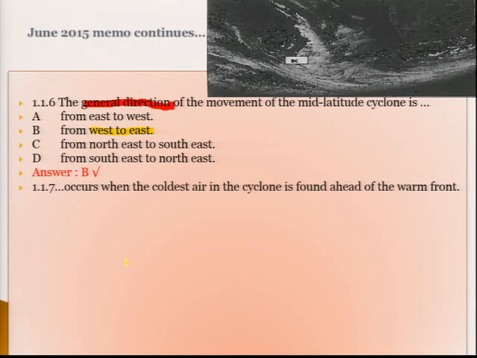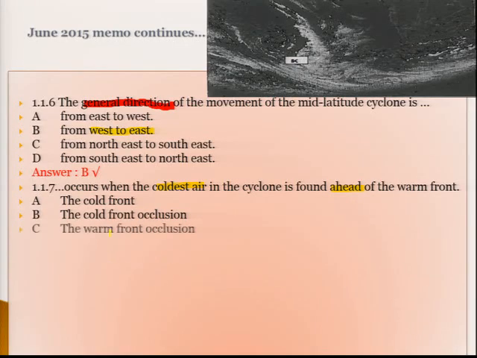Question 1.1.7. This one occurs when the coldest air in the cyclone is found where? Ahead. Remember, we've got a warm front occlusion and a cold front occlusion. But in this instance, the coldest air in the cyclone is found ahead of your warm front. Then would you have a cold front occlusion in that instance? Will you have a warm front occlusion, or do you have a warm front? And the correct answer will be C. You'll have a warm front occlusion.